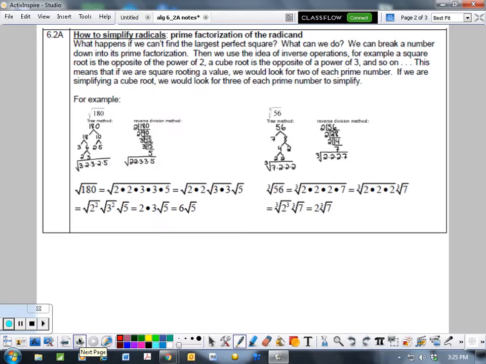Okay, so another method for simplifying radicals. Some people can look all they want at a number and they don't know what perfect square goes into it. They're not that good at dividing, so they have a hard time with that. So we're going to use another method called prime factorization. With prime factorization, we're trying to divide our number into all the prime numbers that go into it.